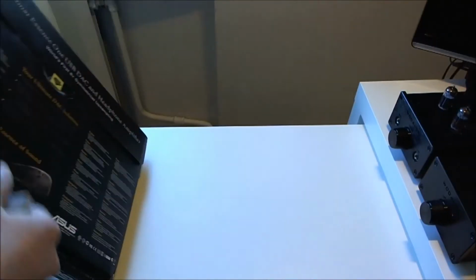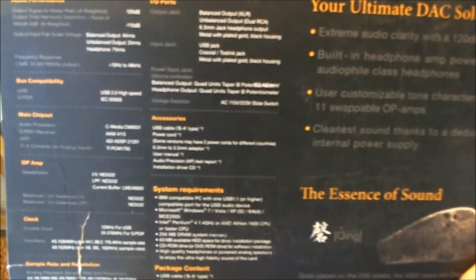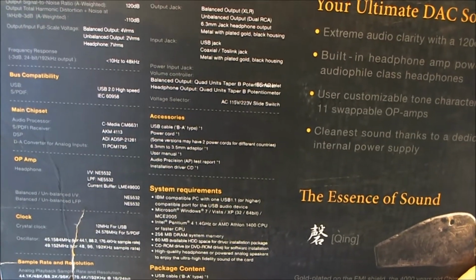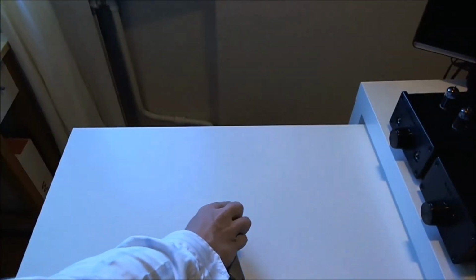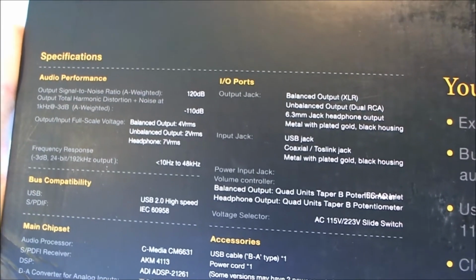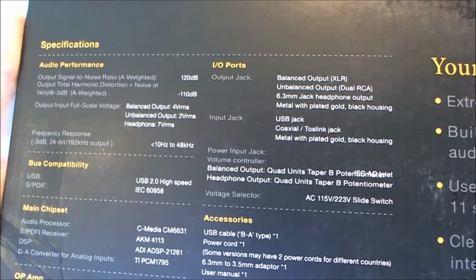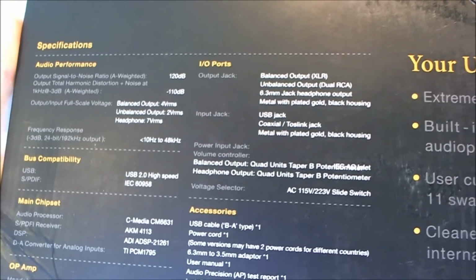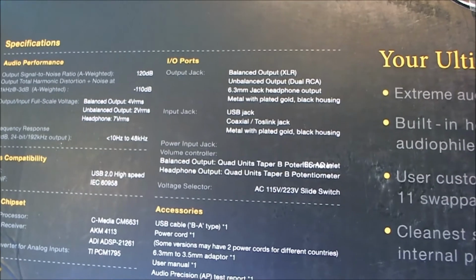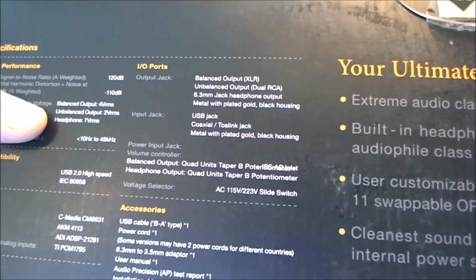First let me just show you the box. It's quite big and it has a lot of data back here, as you can see. It's really heavy as well. Let me just read a little bit here. Audio performance, output signal to noise ratio 120 decibels, output total harmonic distortion plus noise at 1 kilohertz at minus 3 decibel A weighted, minus 110 decibels. So a ton of jargon. It has a balanced output and unbalanced output, so it's a preamplifier for both balanced and unbalanced stuff.